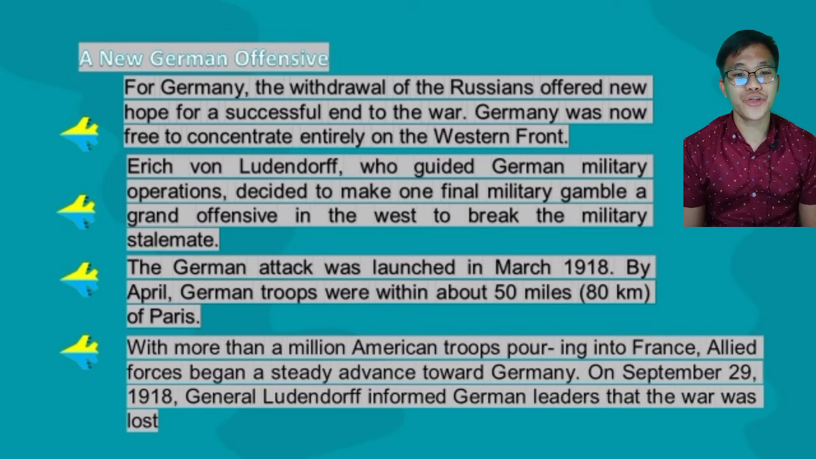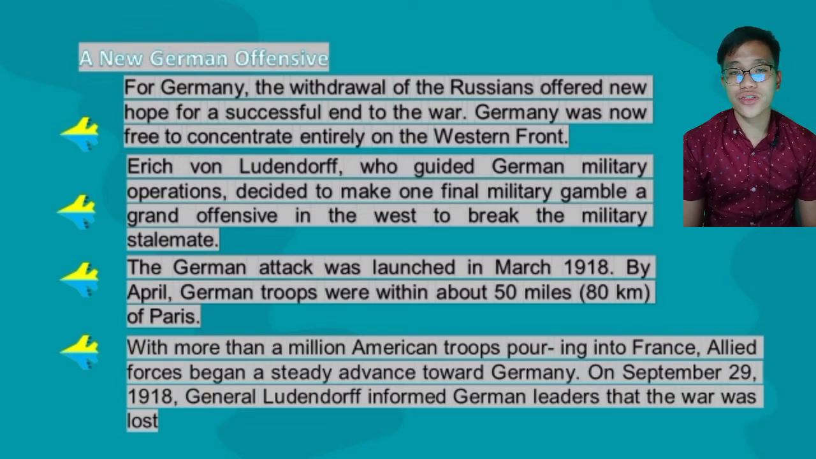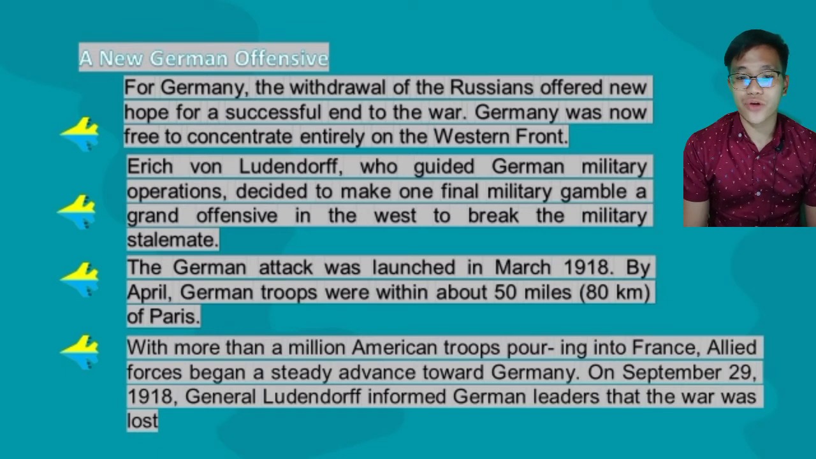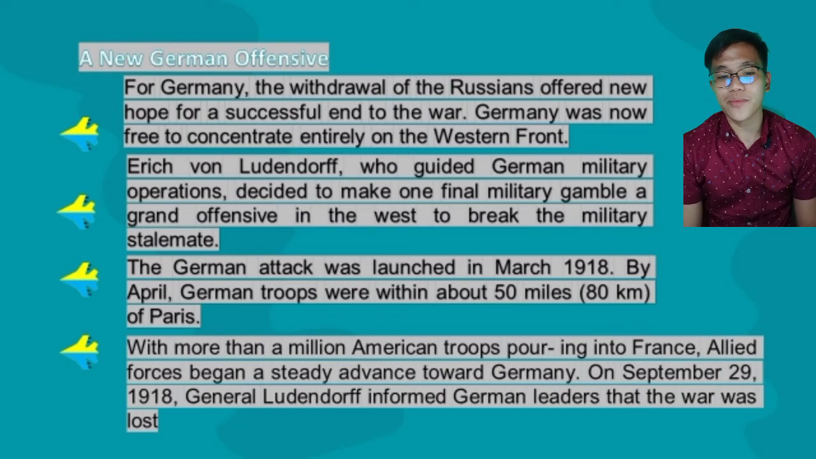Next is a new German offensive. For many, the withdrawal of the Russians offered new hope for a successful end to the war. Germany was now free to concentrate entirely on the Western Front. Erich von Ludendorff, who guided German military operations, decided to take one final military gamble, a grand offensive in the West to break the military stalemate.